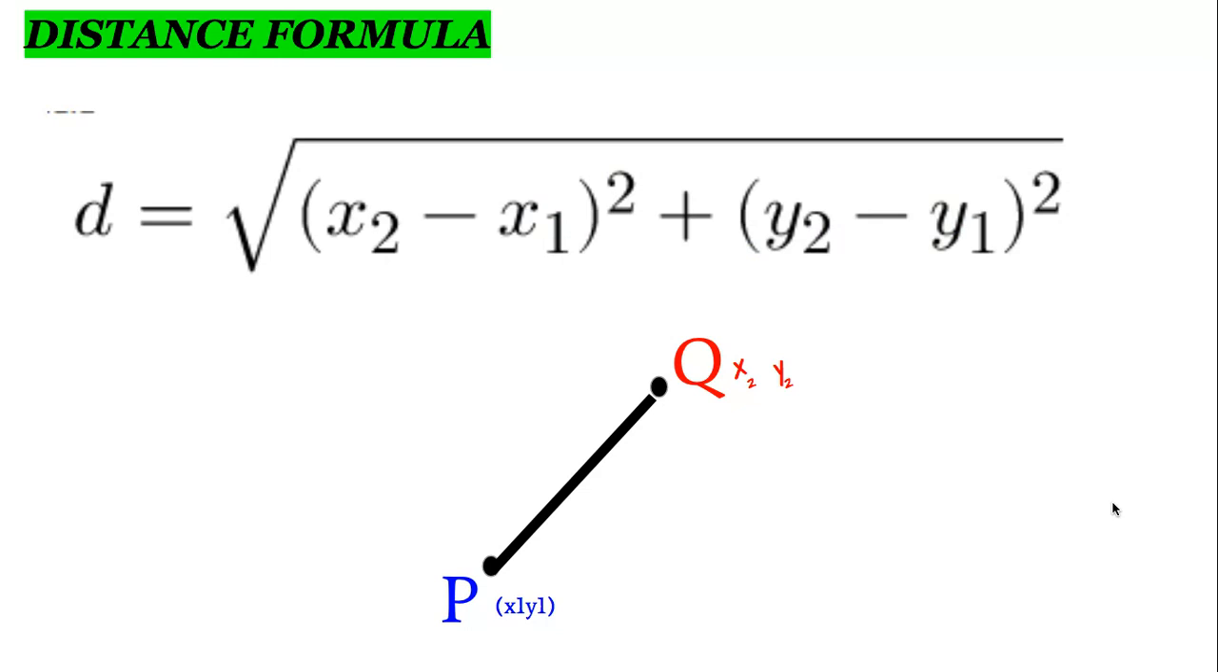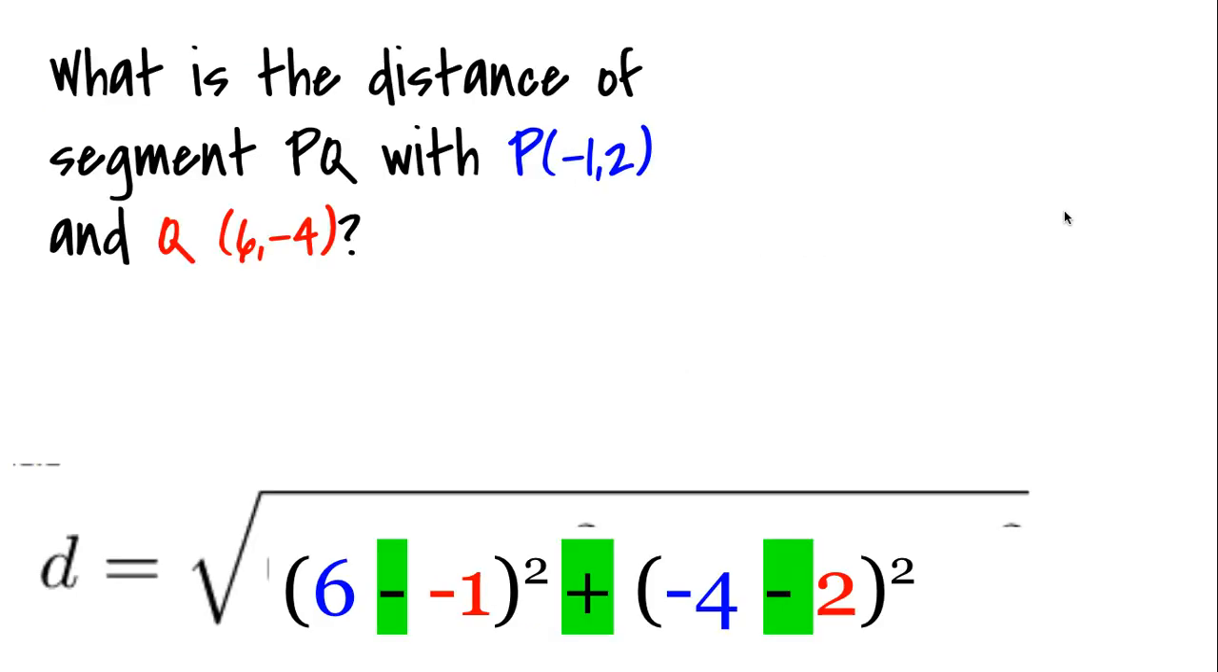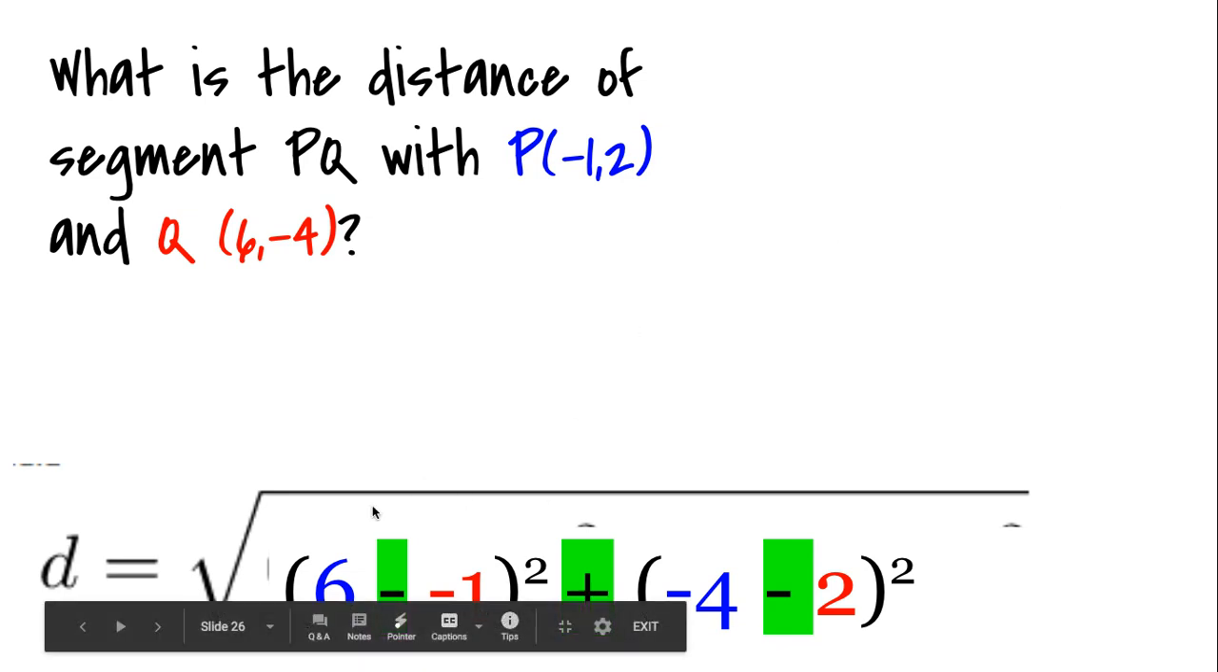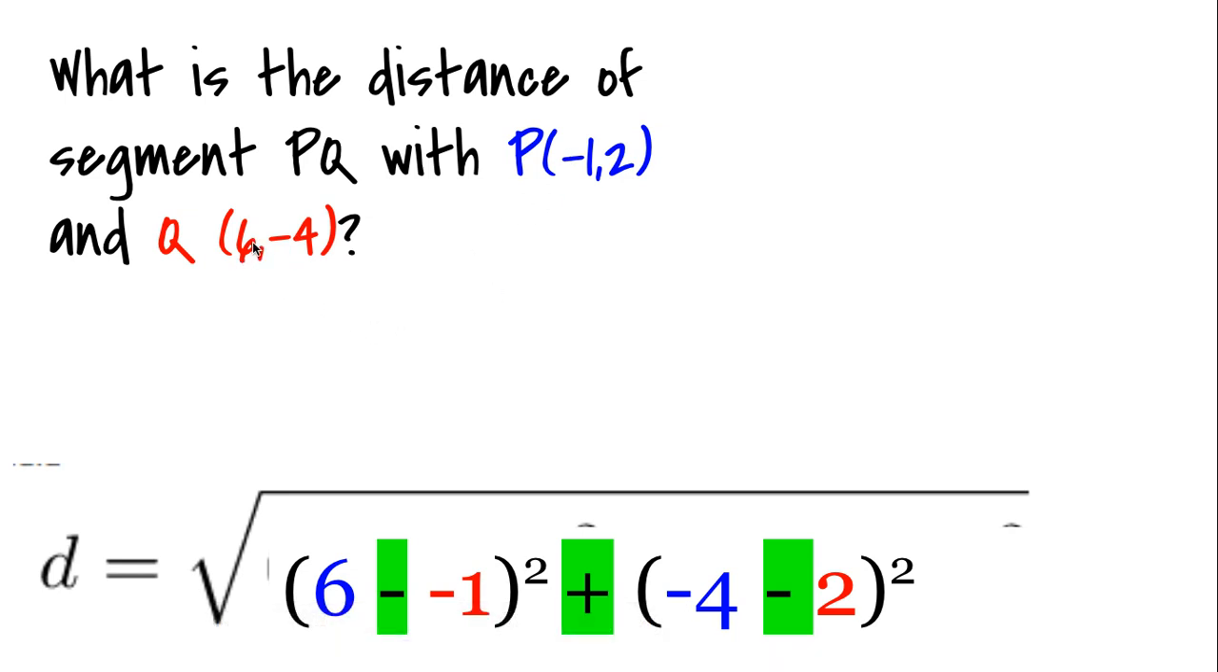One more, distance formula. Our distance formula takes the difference between the x's, squares it, and adds it to the difference between the y's squared. An example with P and Q. We have P at (-1, 2) and Q at (6, -4). We're looking for the distance, or the length, of this segment. We're subtracting the x's, making sure that we follow the same order. 6 minus -1, squaring it, plus -4 minus 2, and squaring it.